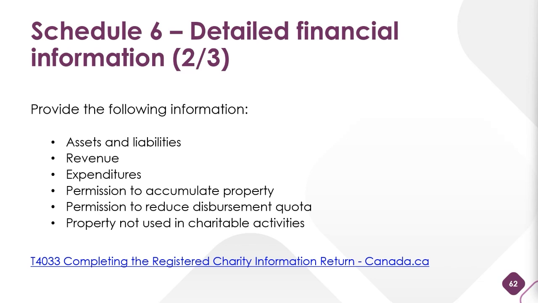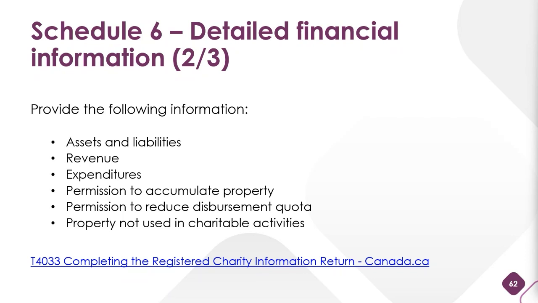Going over Schedule 6 in full detail, but be prepared to provide the following information: details on your charity's assets and liabilities, a breakdown of all its sources of revenue, all types of expenditures. Be sure to fill in lines 5,000 to 5040, which is a breakdown of the expenses from line 4950.